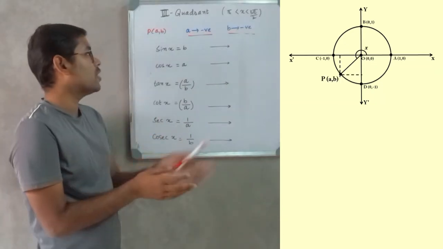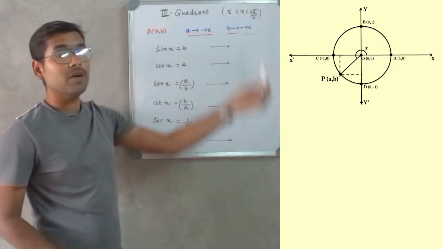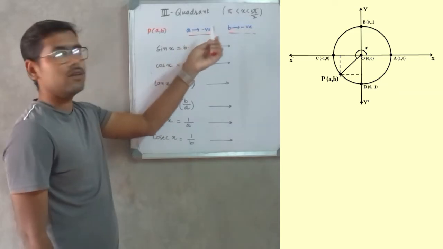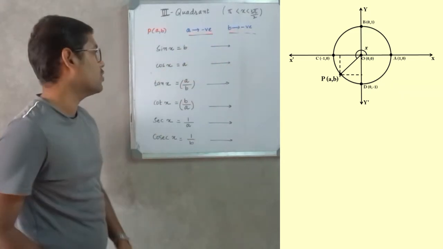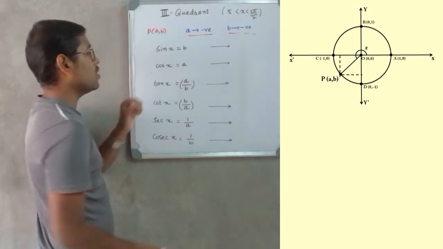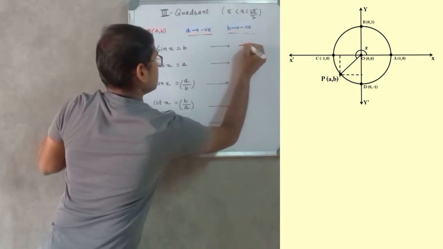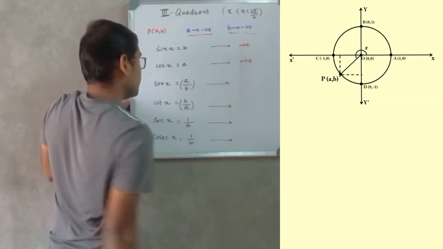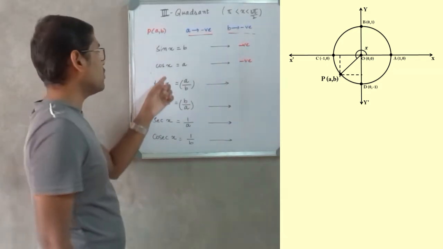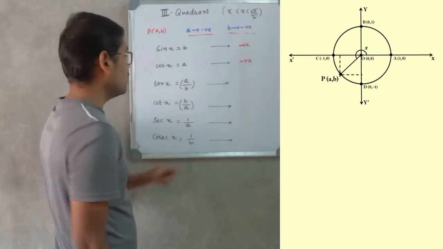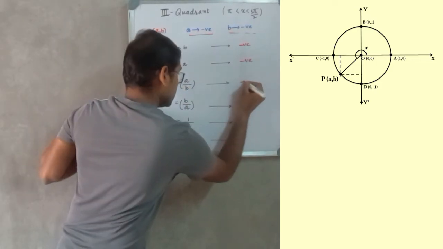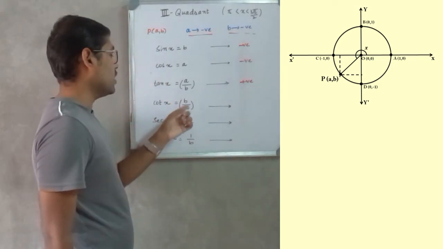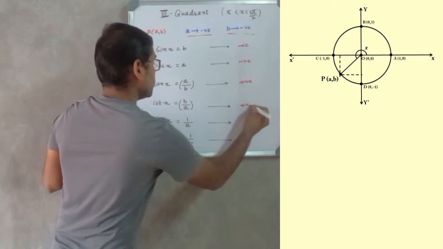Guys, in the third quadrant, where the value of x lies between pi and 3 pi by 2, both the coordinates of the point P will be negative. That is, a is negative number, b is also negative number, which means sin x, which is given by b, is negative number. Similarly, the sign of cos x will also be negative because a is negative. What about tan x? Tan x is given by sin x by cos x, which is b by a. Here both are negative. The tan will be positive number. Similarly, cot x, which is given by a by b, will also be positive because both a and b here are negative numbers.